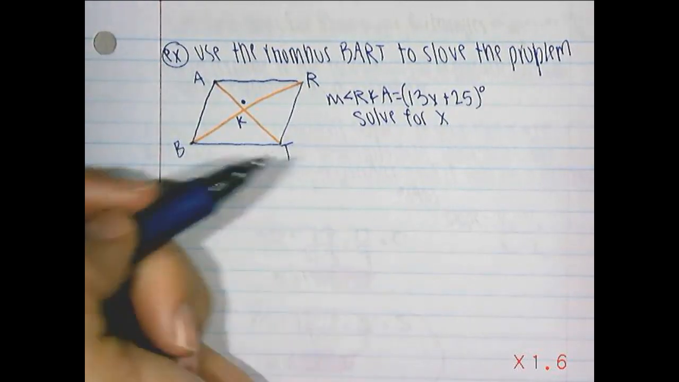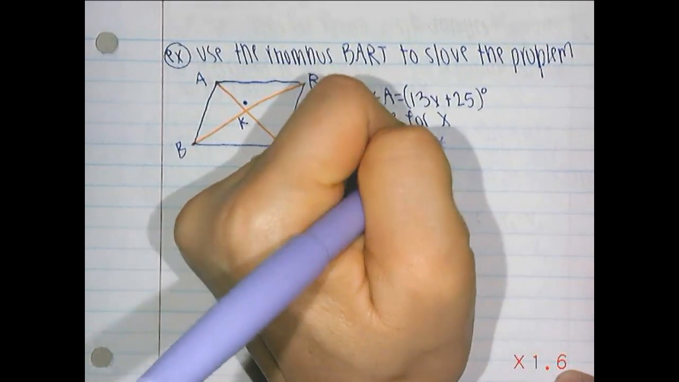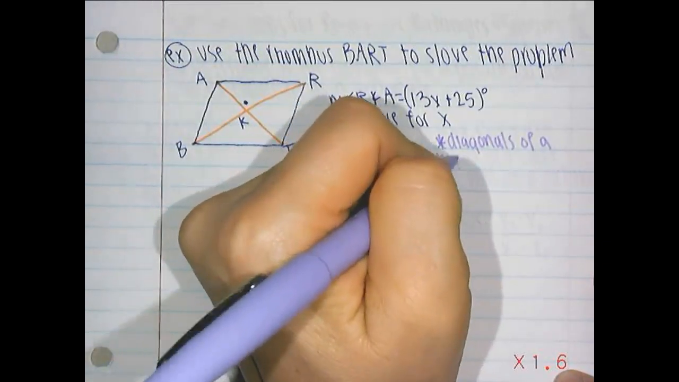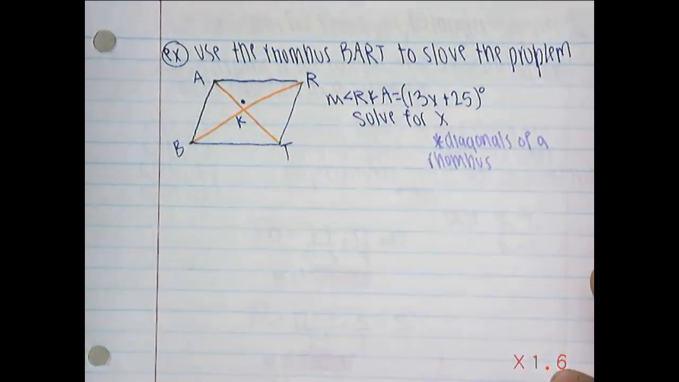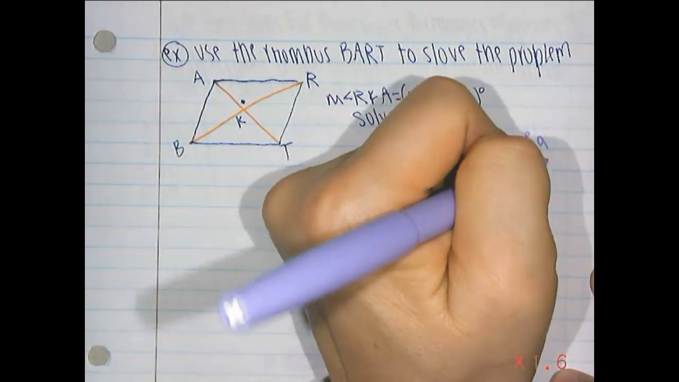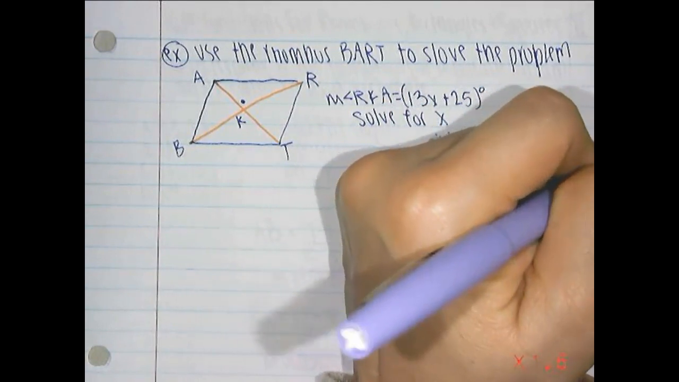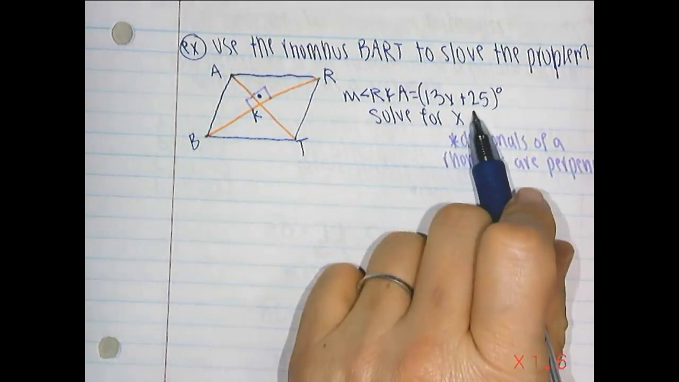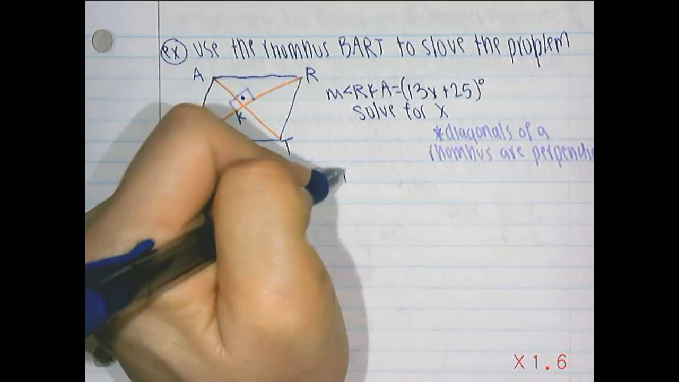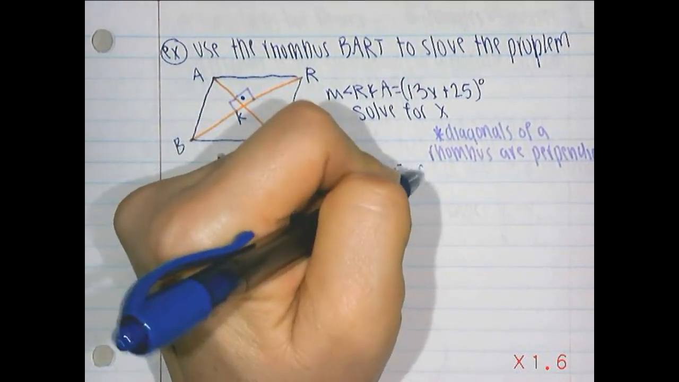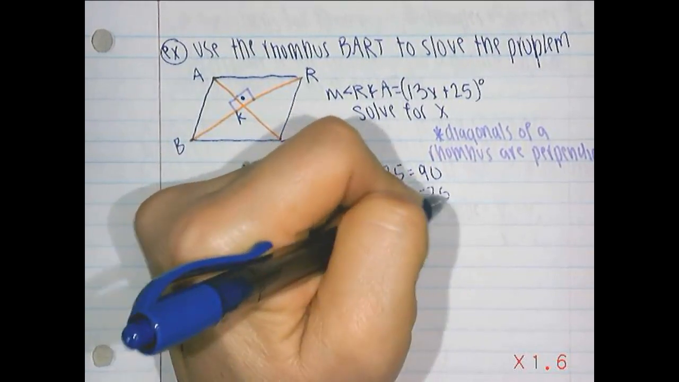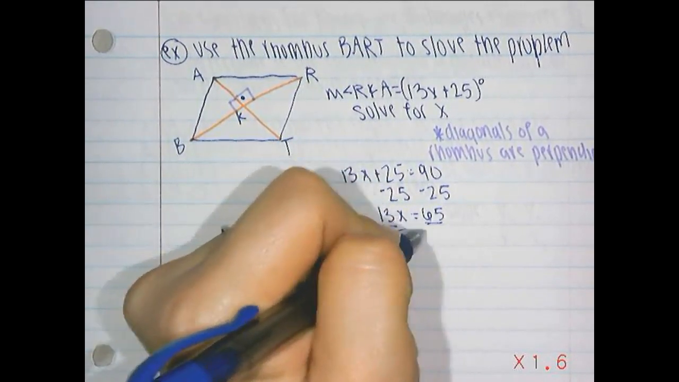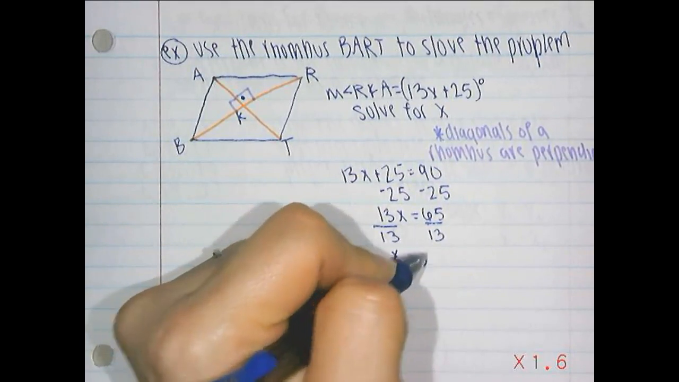Let's not forget that diagonals of a rhombus are perpendicular. So this equals 90 degrees and this equals 90 degrees. That means I'm going to take this expression right here and set it equal to 90. 13x plus 25 equals 90. I'm going to subtract 25 and subtract 25 and have 13x equals 65. Divide by 13, divide by 13, and x equals 5.